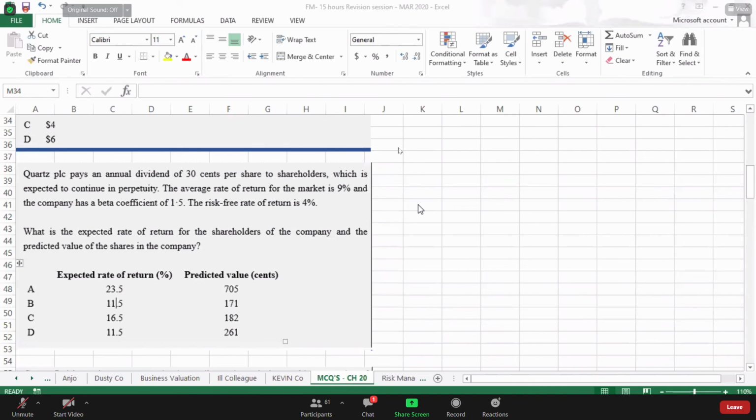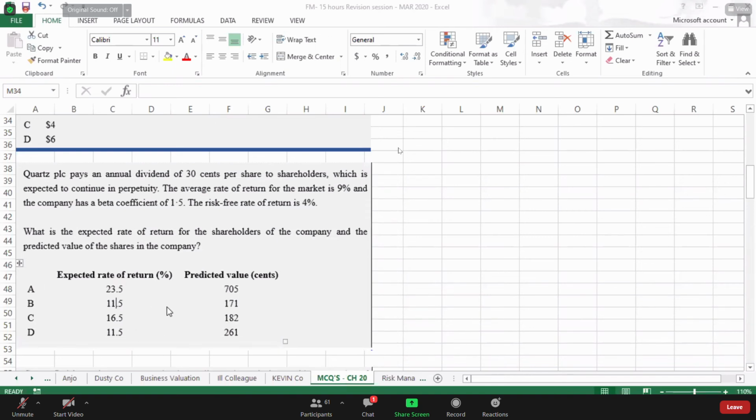What about others? I was even solving. Yes, Samya. Correct answer. Yes, Edwin. Okay. All of you got D as the right answer. How did you calculate the predicted value of the share?